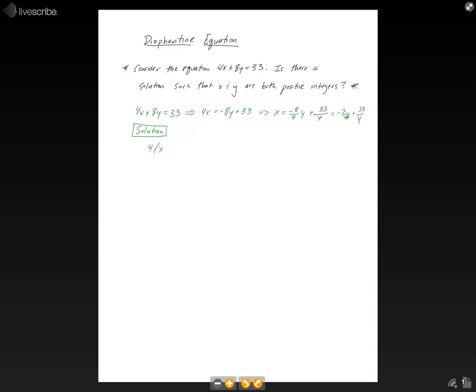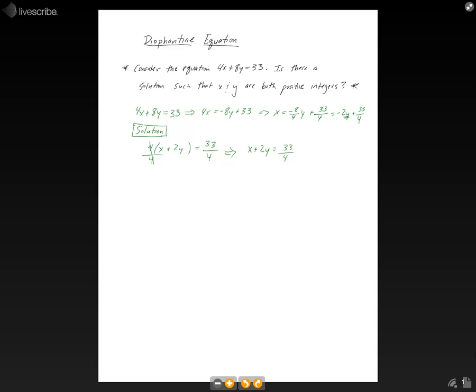that gives you 4 times x plus 2y equals 33. So now you can divide through both sides by 4. That cancels out. And that leaves you with x plus 2y equals 33 over 4.